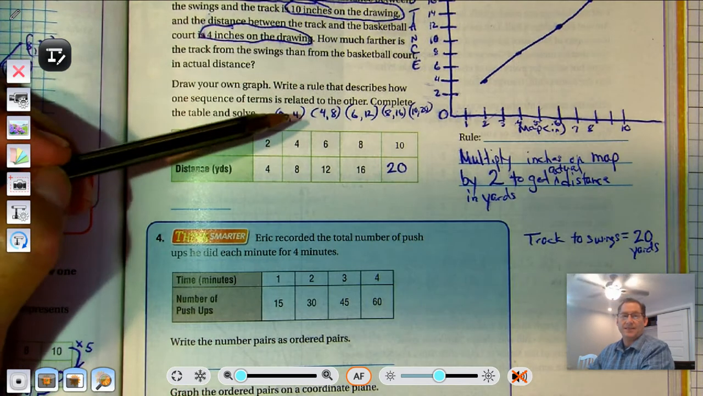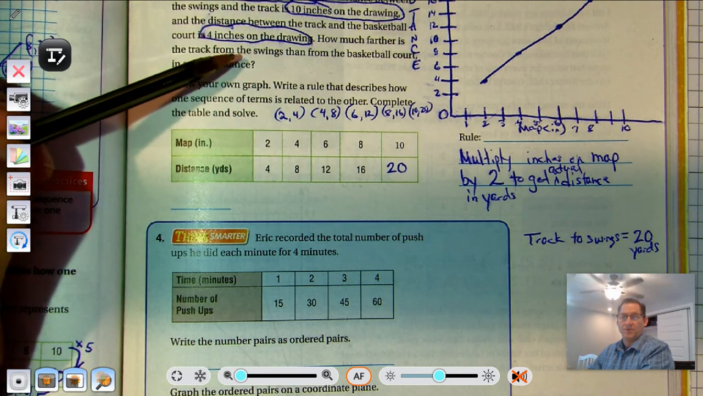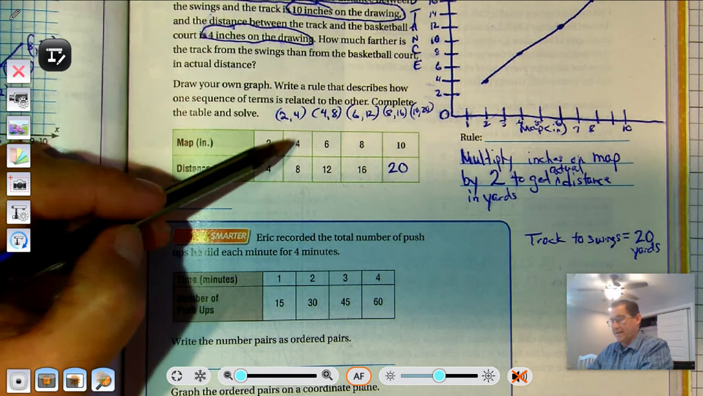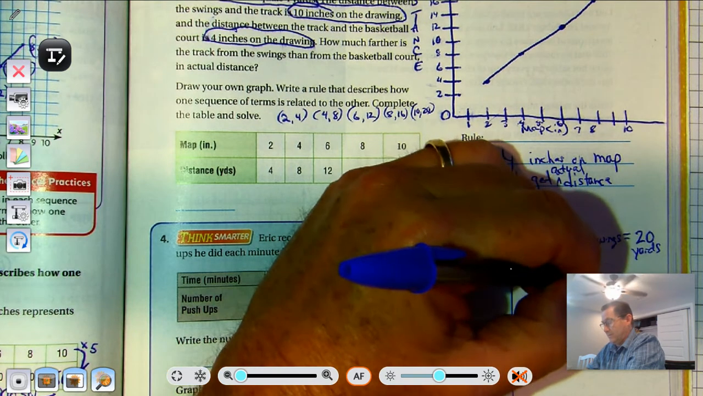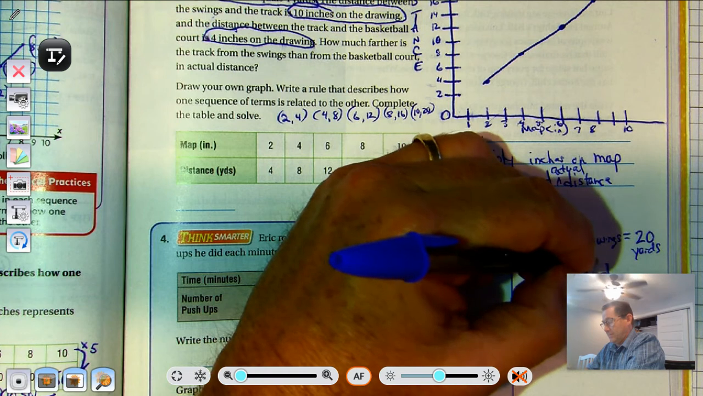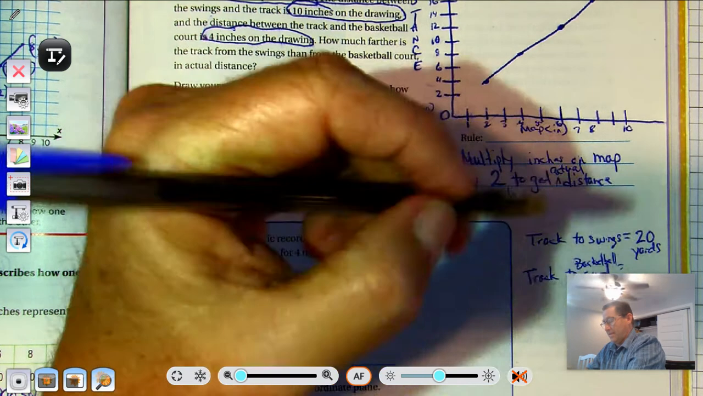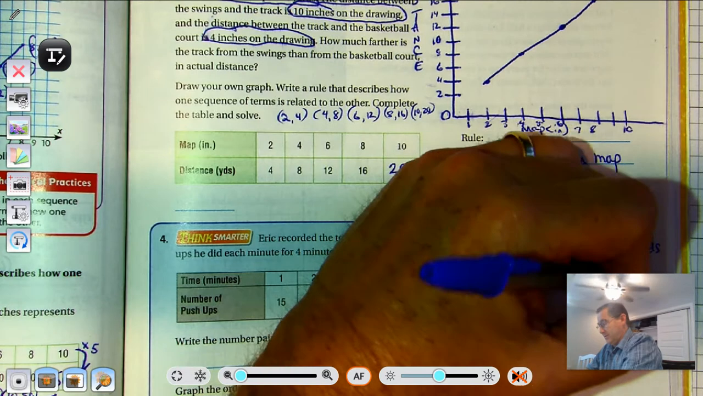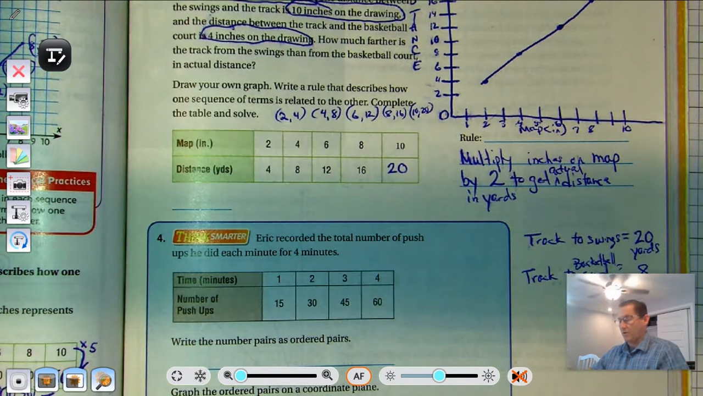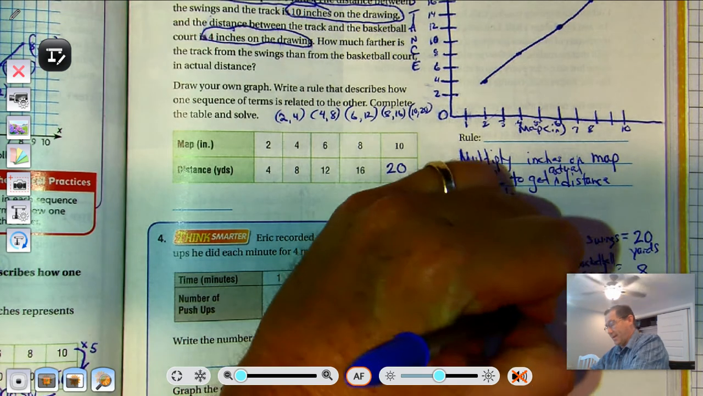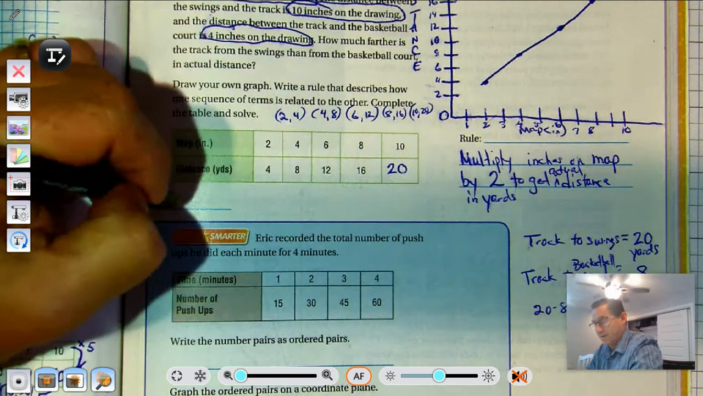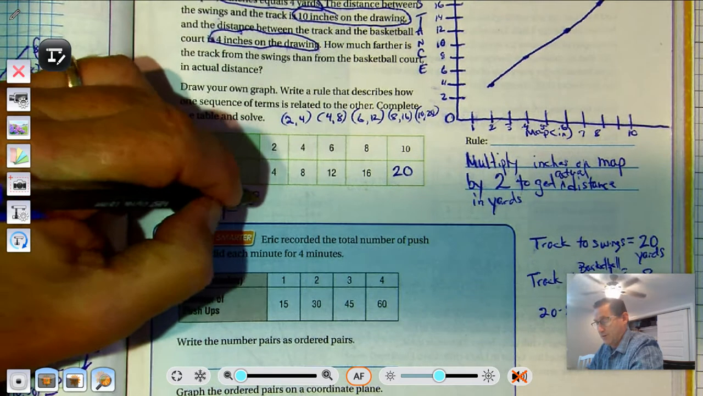The distance between the track and the basketball court is 4 inches on the drawing. So in that case, it would be 8. So track to court equals 8 yards. So how much farther is the track from the swings than from the basketball court? 20 take away 8. 12. 12 yards.